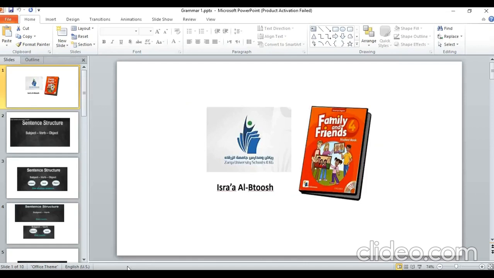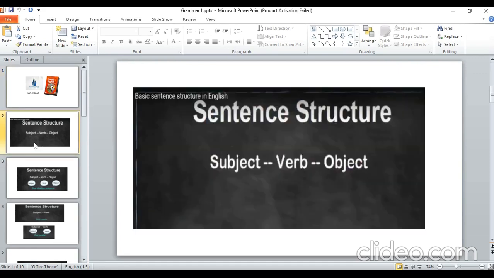In today's lesson, inshallah, we're going to be discussing the object pronouns. So this is the last part of this grammar in unit 13. Can you help me? So first, let's revise.